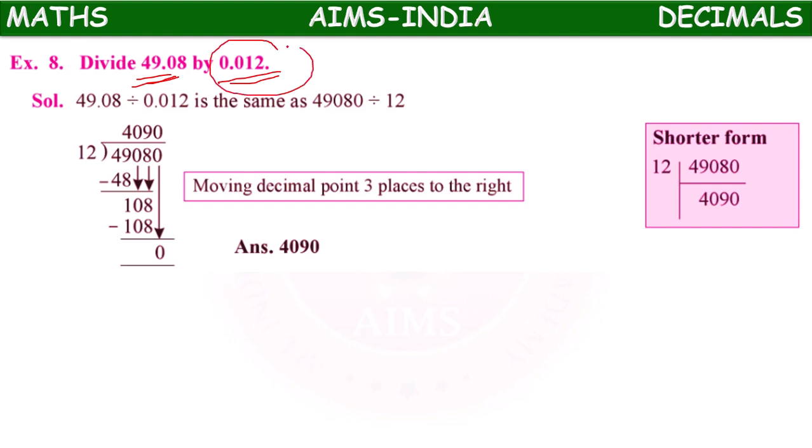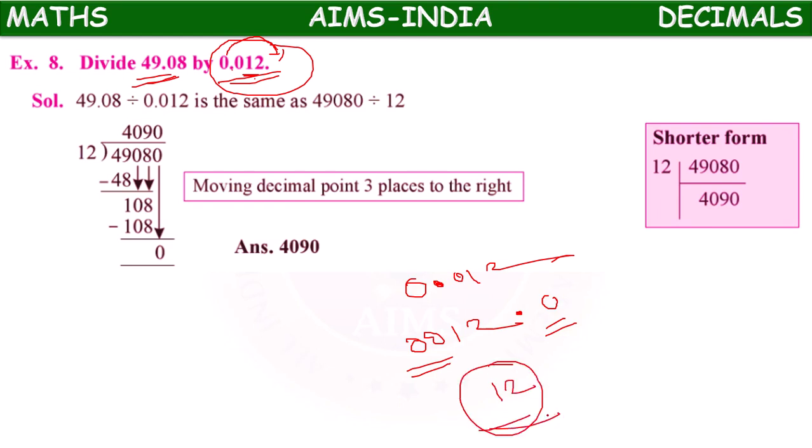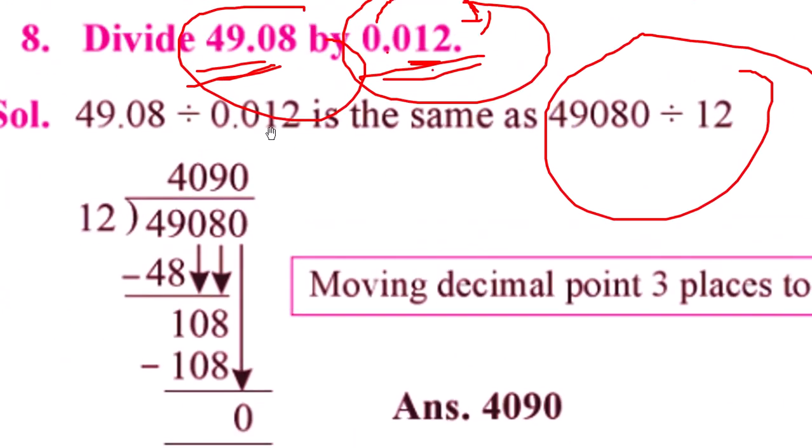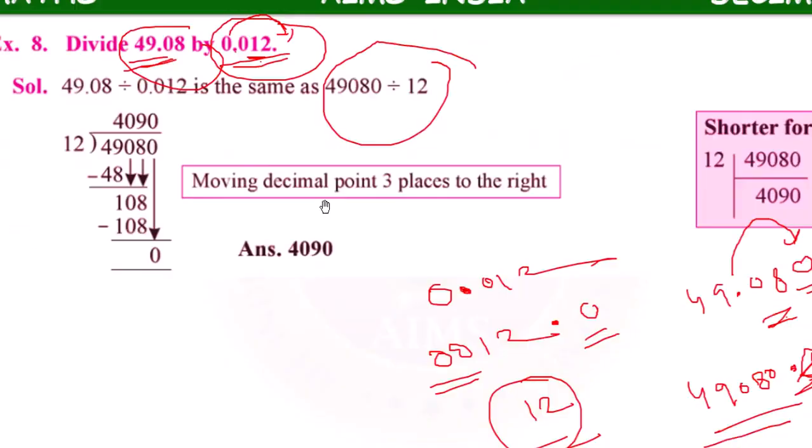Next, 49.08 divided by 0.012. Here in the divisor we have 3 decimal places, so we have to move 3 decimal places. 0.012 becomes 0012, and this zero doesn't have any value, so we can make it 12. But the dividend is 49.08. We have to move 3 places, but we have only 2 places. We can take a 0 for our convenience. So now we can move it 3 places, giving 49080. By moving the decimal point in both dividend and divisor in the same way to make the divisor a whole number, we now divide by 12 and get the answer.